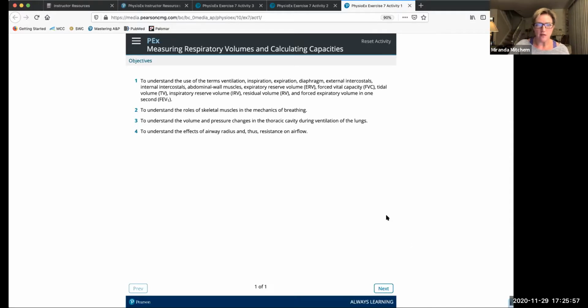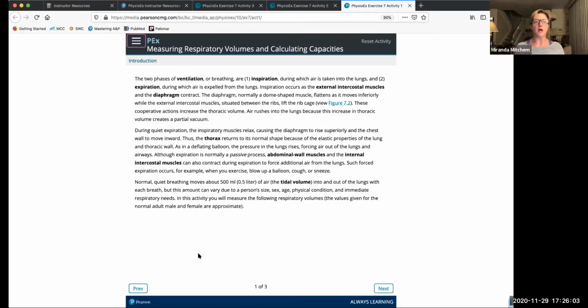Okay, so here are the objectives for the first activity. And it begins by talking about what ventilation is, right? That includes the process of inspiration and expiration. We've learned about the different muscles that are involved in inspiration versus expiration. For example, inspiration uses the diaphragm. It contracts, as well as the external intercostal muscles, whereas expiration uses other muscles and does not utilize the diaphragm.